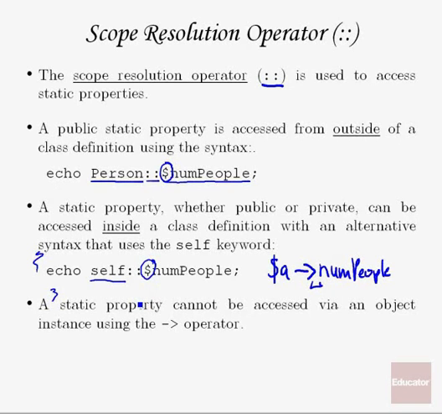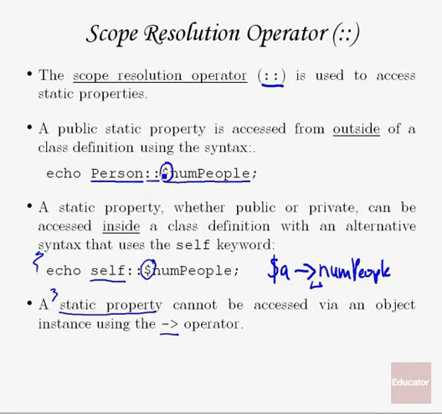And then another thing to note is that outside of a class, you can't access a static property using the arrow operator. So for example, if we had this numPeople static property defined in a person class, we would not be able to access it using this arrow syntax. Assuming $a was an instance of a person object, we couldn't use this arrow operator to access this numPeople static property. The way you do it is you have to have the name of the class with the scope resolution operator.